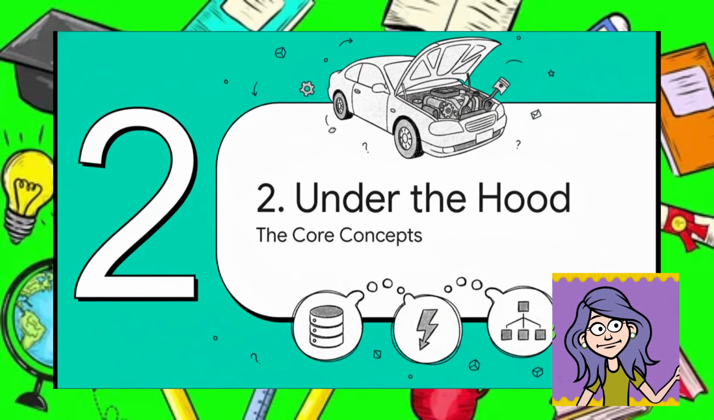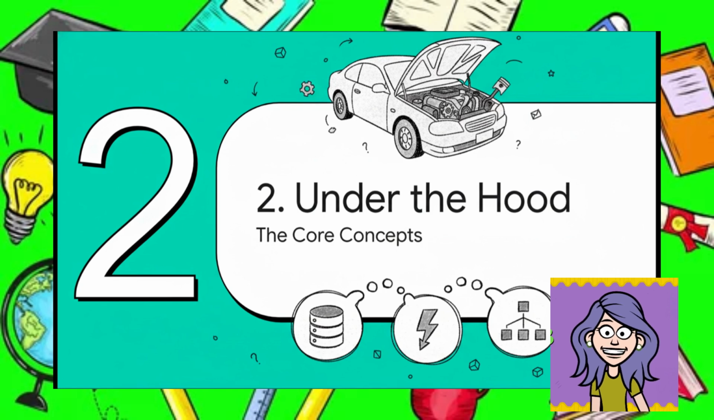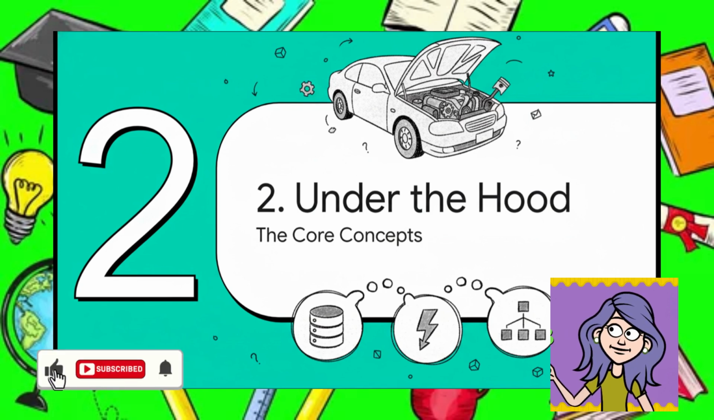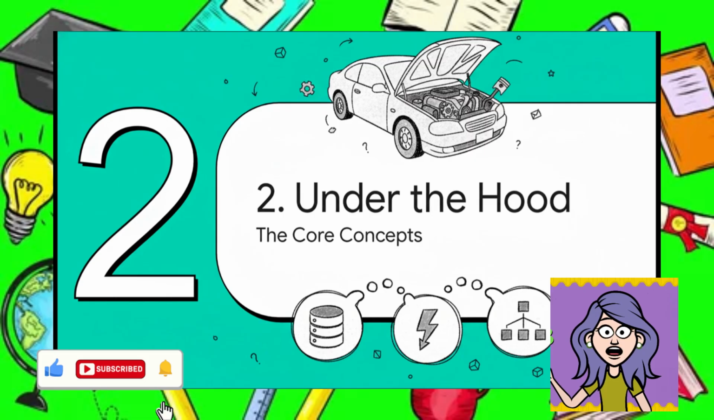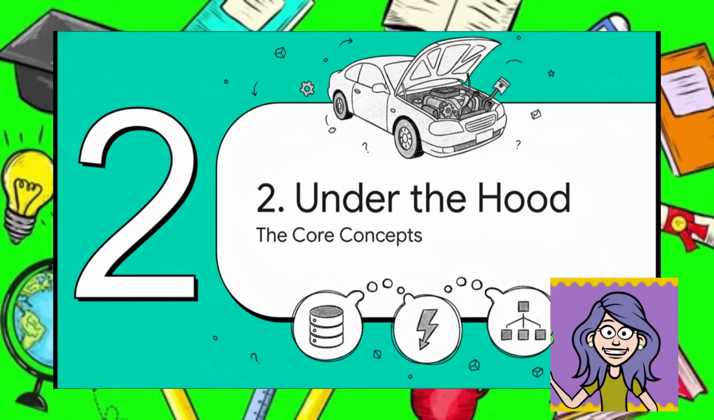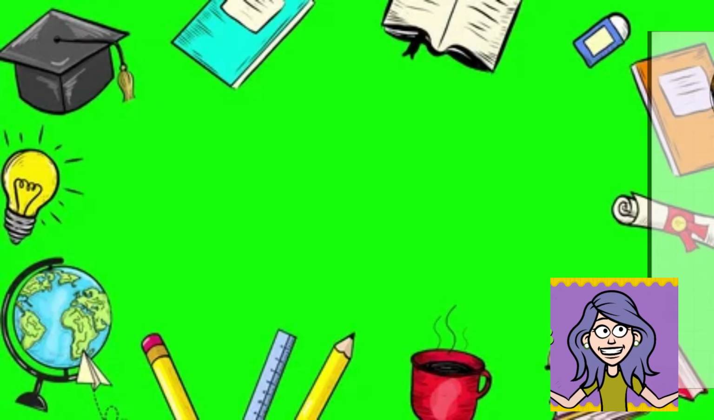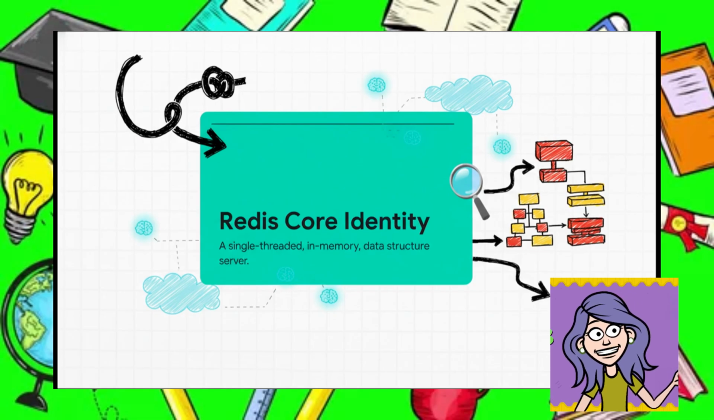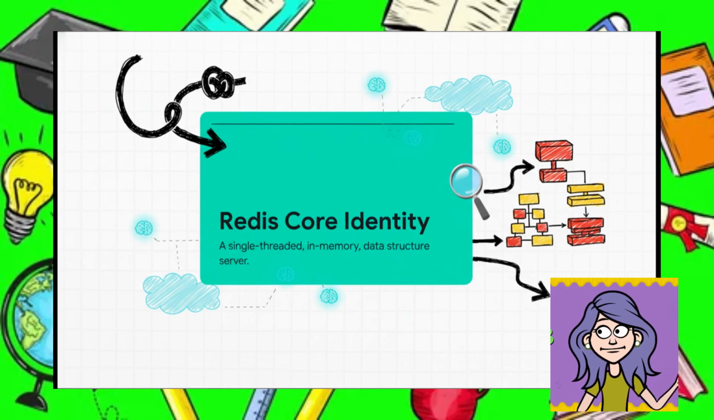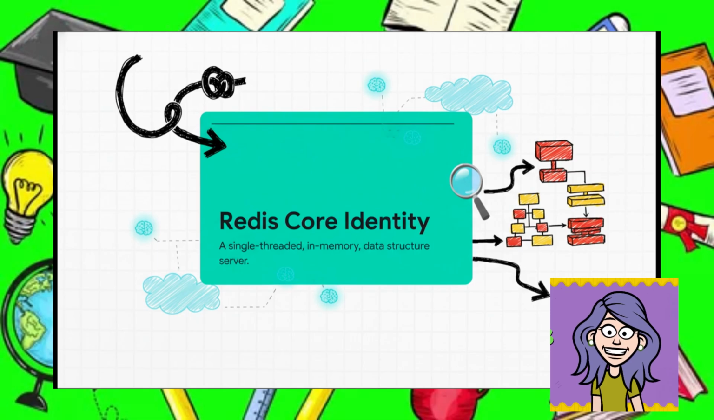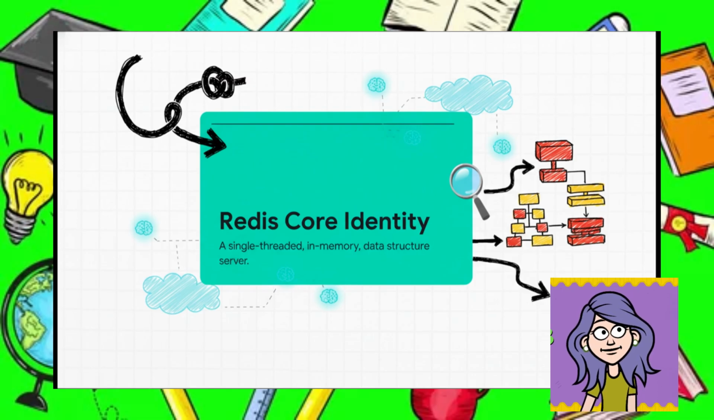Okay, so let's pop the hood and see how this thing actually works. To really get Redis, you've got to understand 3 core ideas that define pretty much everything about it. This sentence right here, this is the key to the whole kingdom. Every single word in this phrase is critical. Single-threaded, in-memory, and data structure server. Each one of these design choices has massive consequences for performance and how you're supposed to use it.